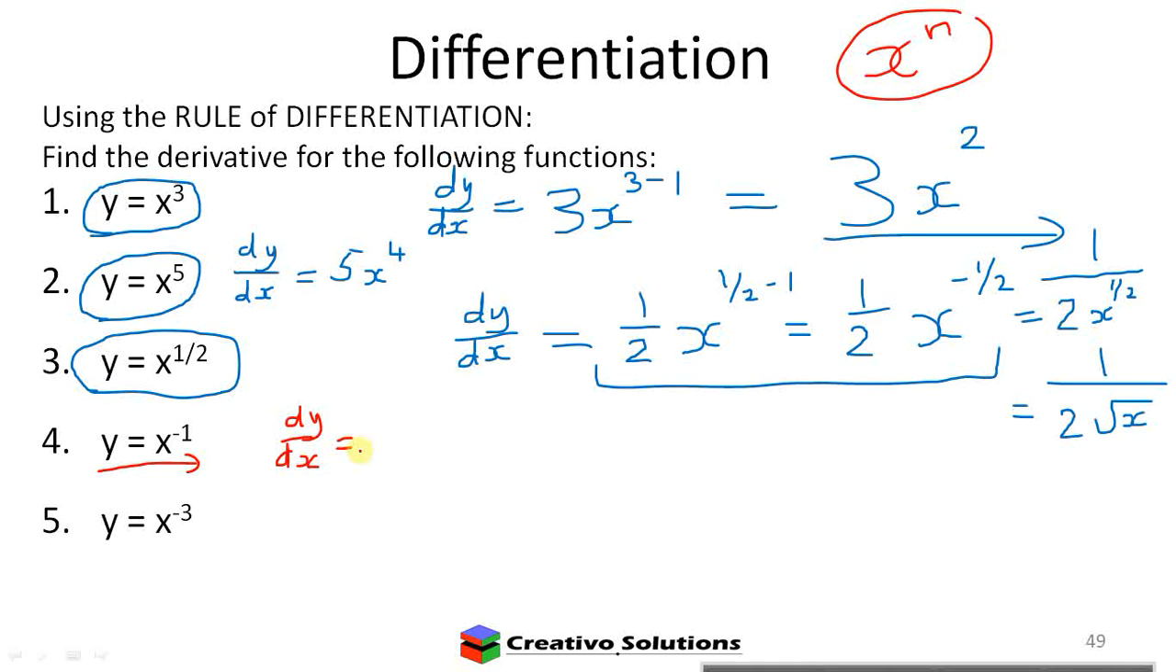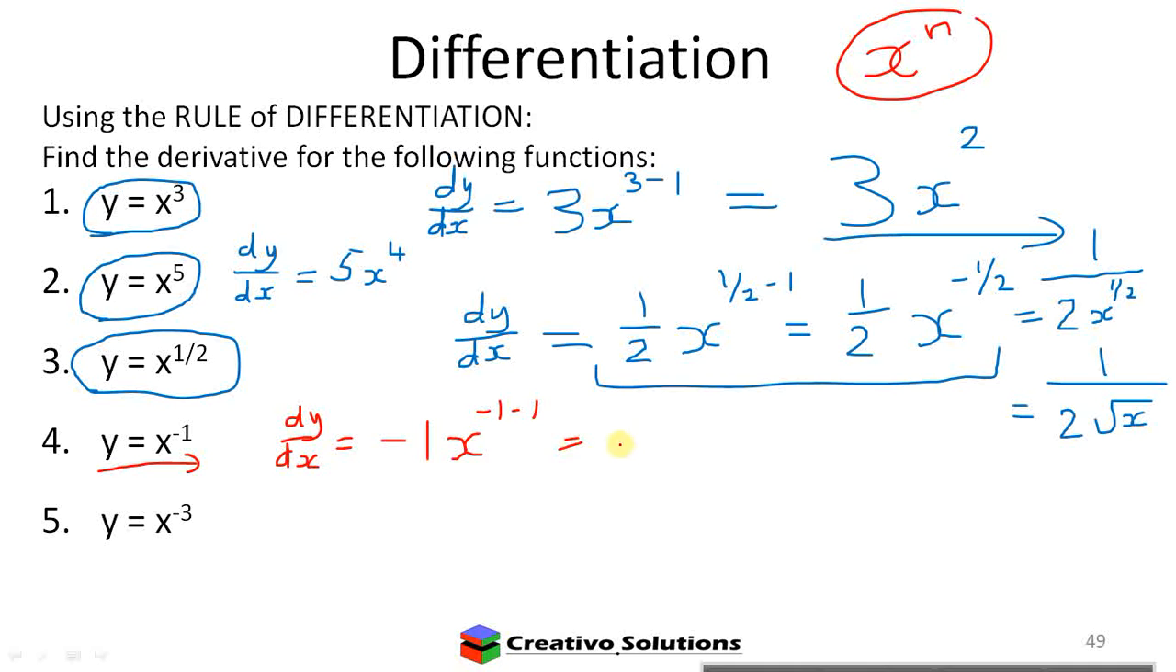Okay, so x to the minus 1, so y equals x to the minus 1. So dy over dx, what's the rule? Write down the exponent, right? Which is minus 1. Then write down the x. Minus 1. Exactly. See, easy, hey?